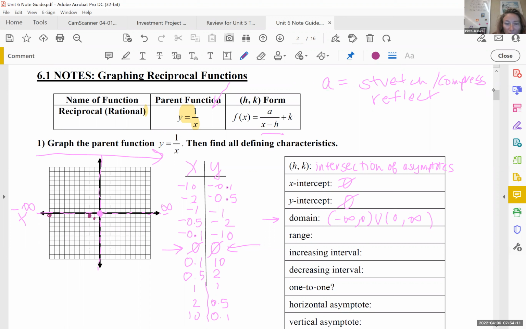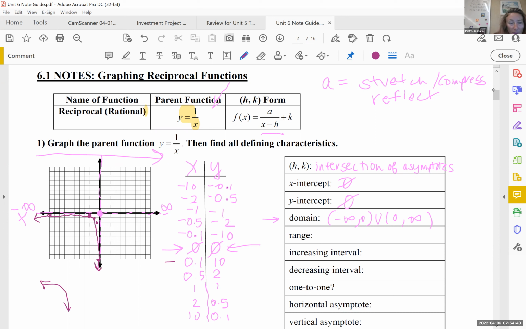At -1, I'm at -1. At -0.5, I'm at -2. And then at -0.1, so very close to the origin, I'm at -10. So we're seeing this lovely, interesting shape. When I connect it, I know that it would continue getting closer and closer over there. And you see that it's making this shape. Very cool. Then we meet the asymptotes. We can't go past those, and we pick up on the other side here.